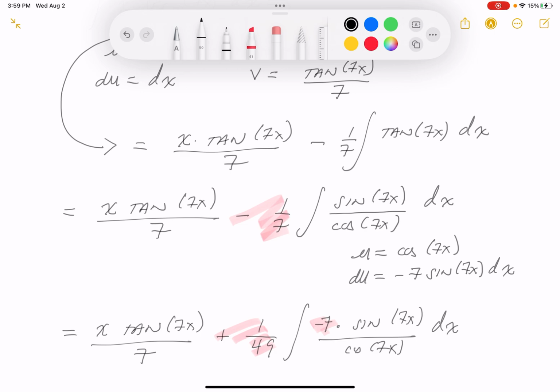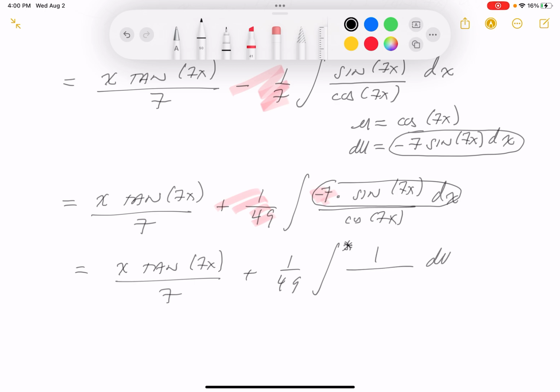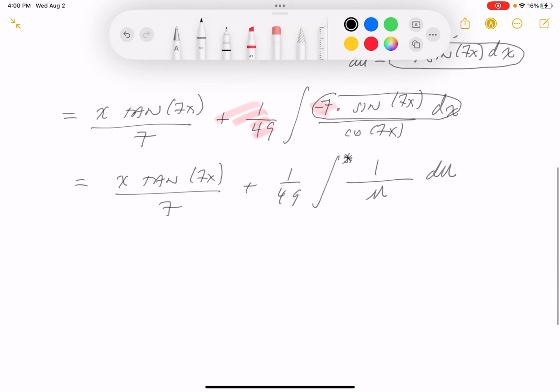The reason I did that is I need this. It's right over here. And that's equal to du. So I want to write that down. x tan 7x over 7 plus 1 over 49, star, indicating I'm changing variables now. This is going to be 1 over u du. And what's cosine of 7x? It's just u. I'm going to integrate now.